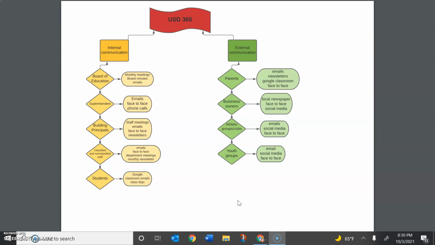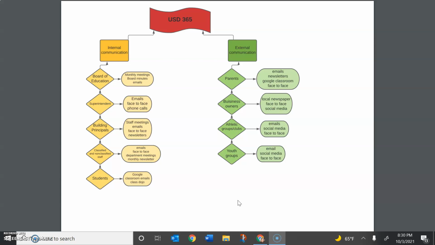First, we have our Board of Education. They have monthly meetings. They send out their board minutes ahead of schedule so we know what is going to be on the agenda. And then they also communicate by sending out the minutes after the meeting has been held to let us know of any changes or updates that have been made at the board office. And they also send out emails.